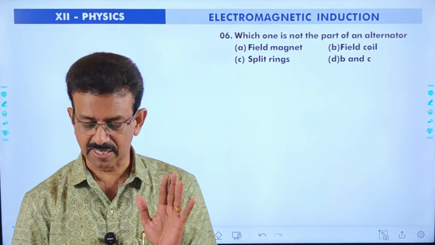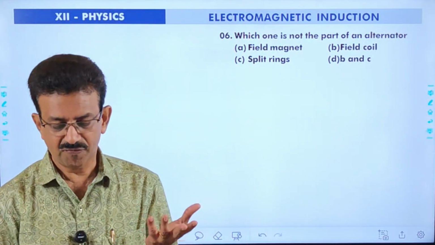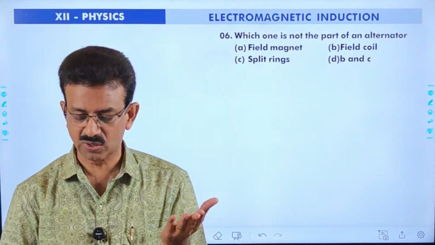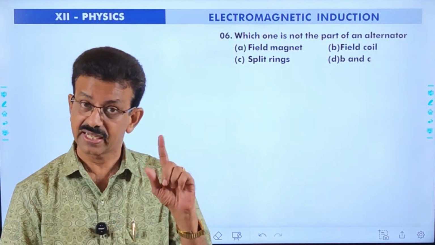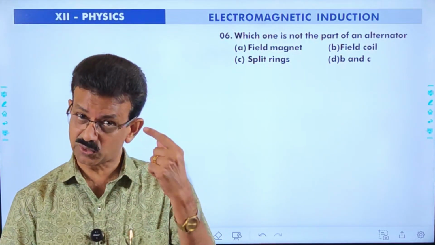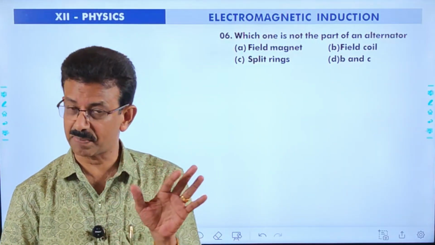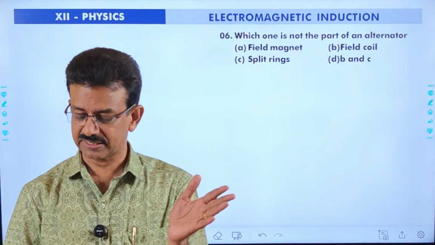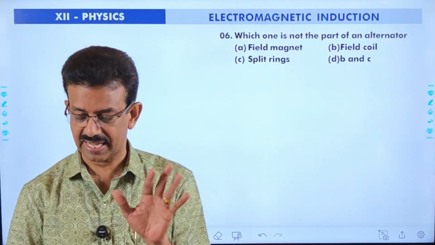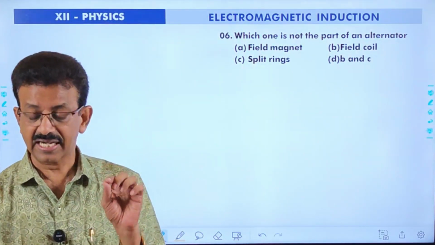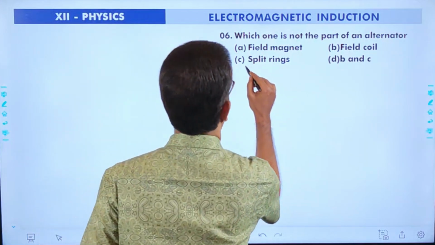Here, the question is about the constructional details only. That is, which one is not the part of an alternator? Field magnet, it is there. Field coil, it is used for the excitation of the field magnet, it is also there. Split rings, that is not the part of an AC generator. It's a part of DC motor or DC generator. Then the answer is split rings. That is, C choice is the correct answer.